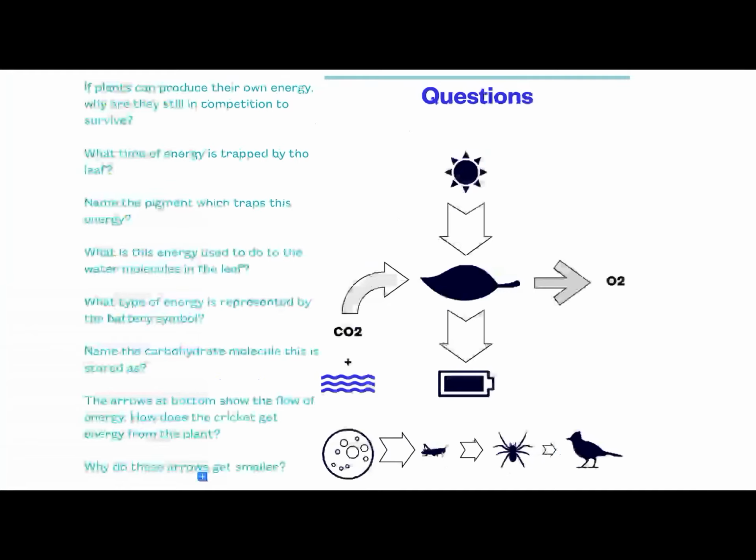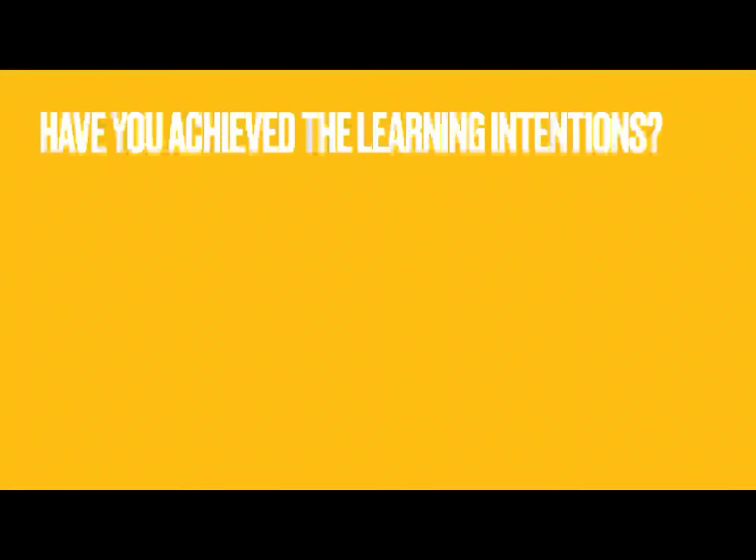Why do these arrows get smaller? Only a small percentage is passed on each time, so there's less and less energy available as you move up a food chain. Energy is lost at each level by movement or through heat or undigested materials. And that is the end of lesson 1.